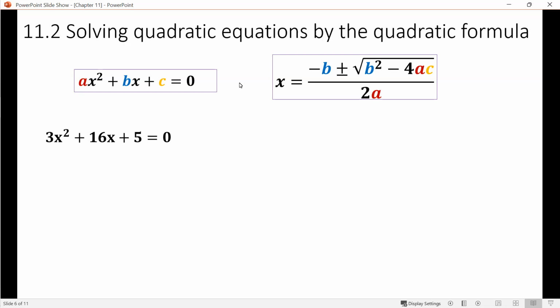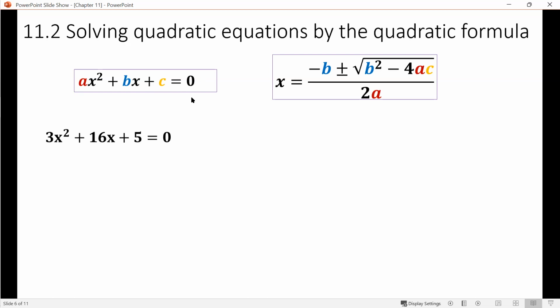So I have a couple examples to walk us through solving quadratic equations using the quadratic formula. I also want to point out that you can use the quadratic formula with any quadratic equation that you are given, but you need to make sure that it is in standard form: ax squared plus bx plus c equal to 0.